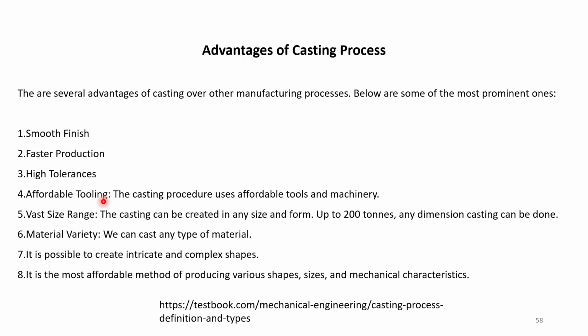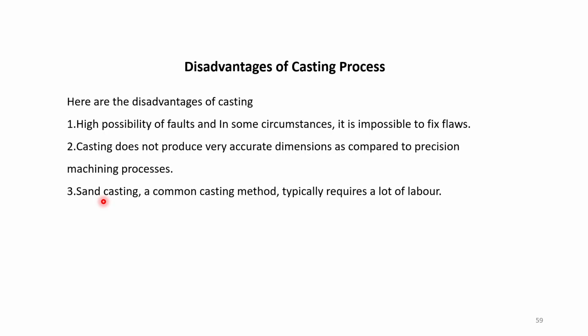There are some disadvantages of casting as well. So first is, it is high possibility of faults, and in some circumstances it is impossible to fix flaws. So if you got porosity, for example, or some hot tears in your casting, so if it is inside your casting, then it is very hard to get rid of. If it's on surface, then you can remove it and if you count it in machining allowance, then you can easily remove it.